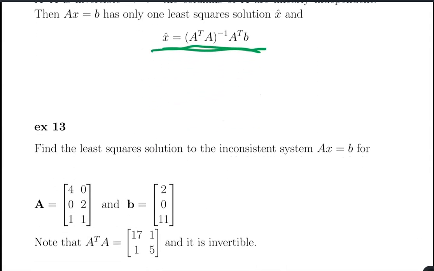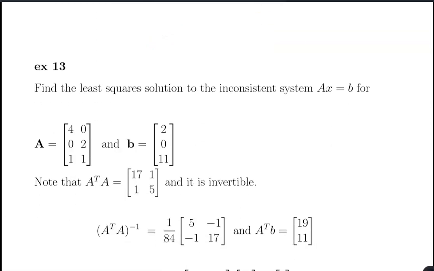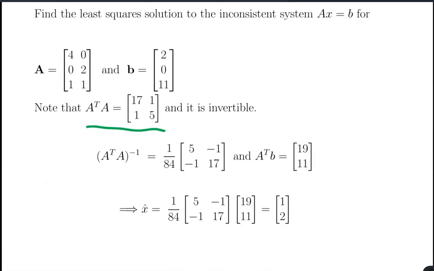Okay, so let's find the least squares solution to an inconsistent system. If you try to solve this, you get no solution. We understand that. We're trying to find the least squares solution, the best approximation. So we calculate A transpose A. It is invertible, because the determinant is non-zero. So we find the inverse of A transpose A, which is what's here. And then A transpose times b gives us this. And so we multiply this out, and that's our least squares solution. Again, that's not a solution, but it's the closest one we have.